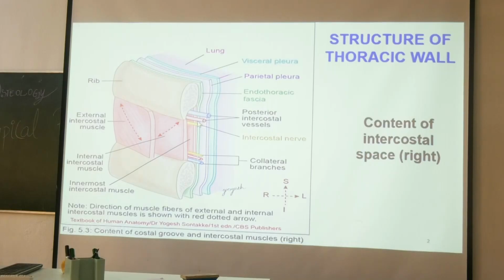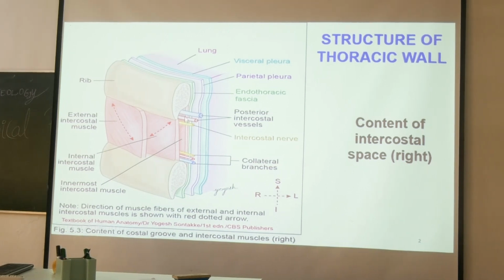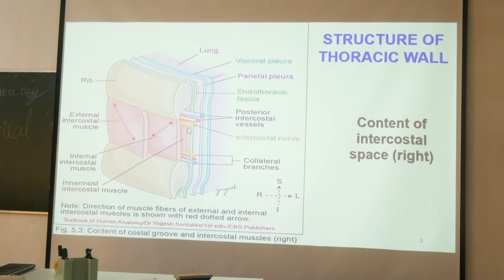Between the internal intercostal and the intercostalis intimus lies the neurovascular bundle in the costal groove. The structures from above downward are the posterior intercostal vein, then the posterior intercostal artery, then the intercostal nerve, so VAN from above downward. You have to see these 3 structures in the posterior intercostal space.